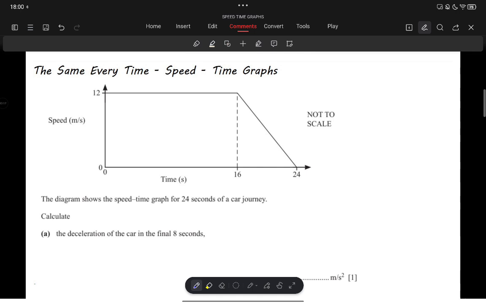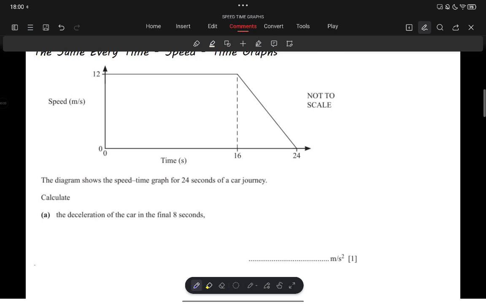The diagram shows the speed time graph for 24 seconds of a car journey. Speed there on the vertical axis in meters per second, time on the horizontal axis in seconds. It's worth checking. The first thing you should do with this kind of question is check that the units match. Meters per second matches with seconds. So we can continue with the question. There's nothing we have to do about that.